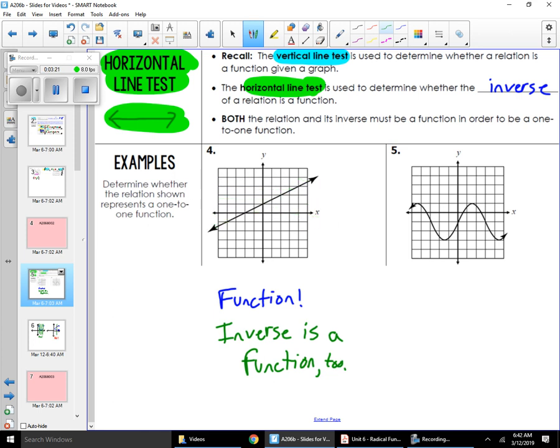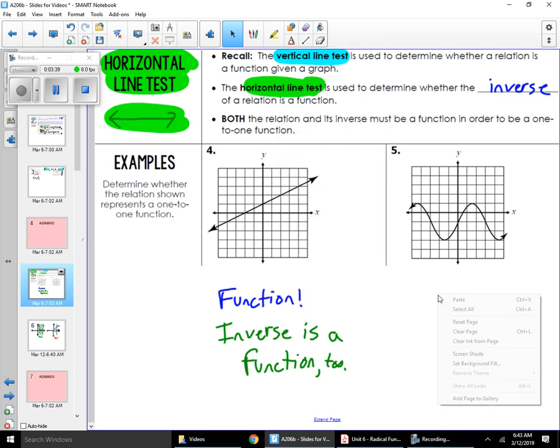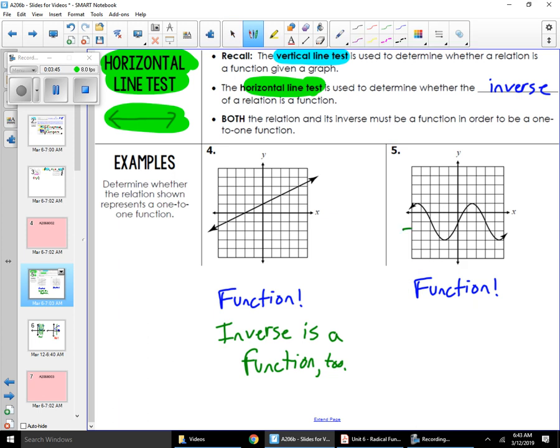Let's compare that to number 5 over here on the right. Once again, no matter how many vertical lines I draw, they are only going to touch that graph in one place. So my original is a function. Let's try something fun. Copy. Paste. Ooh, that was exciting. Unfortunately, when I draw a horizontal line, it touches in 3 points. And I could draw other horizontal lines as well, but you only need one of them to fail that horizontal line test. So my inverse is not a function.